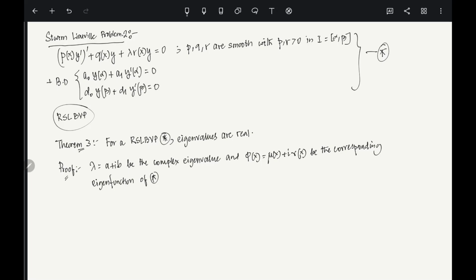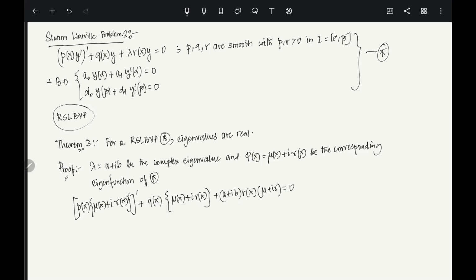This λ and that φ are going to satisfy the equation. So it means (p(x)(μ(x) + iγ(x))')' plus q(x)(μ(x) + iγ(x)) plus (a + ib)λ r(x)(μ + iγ) equals 0.